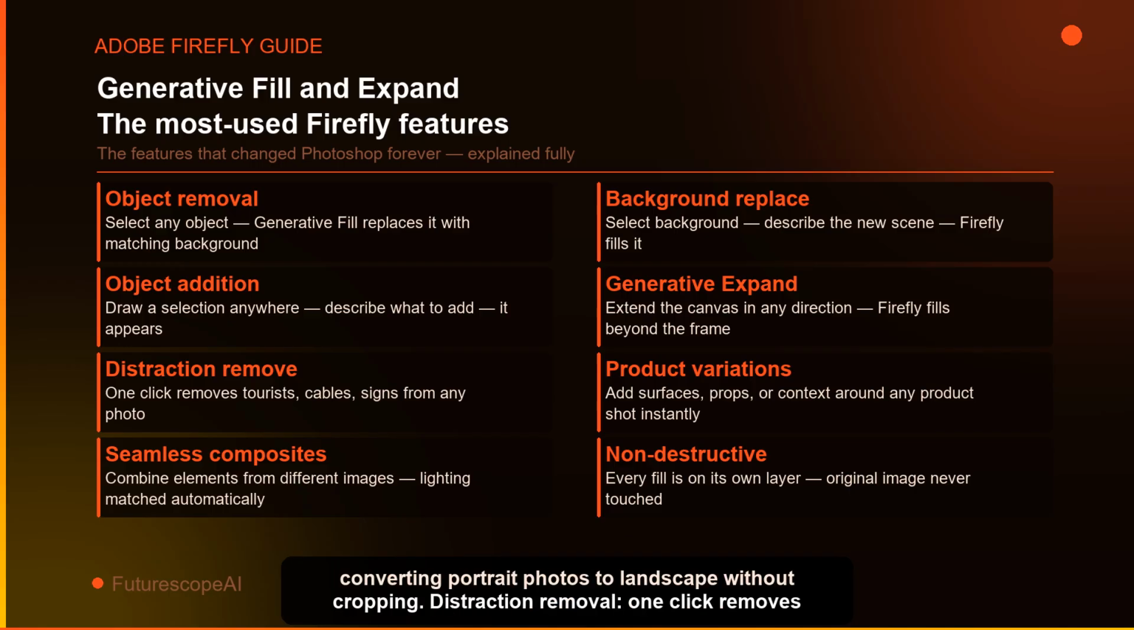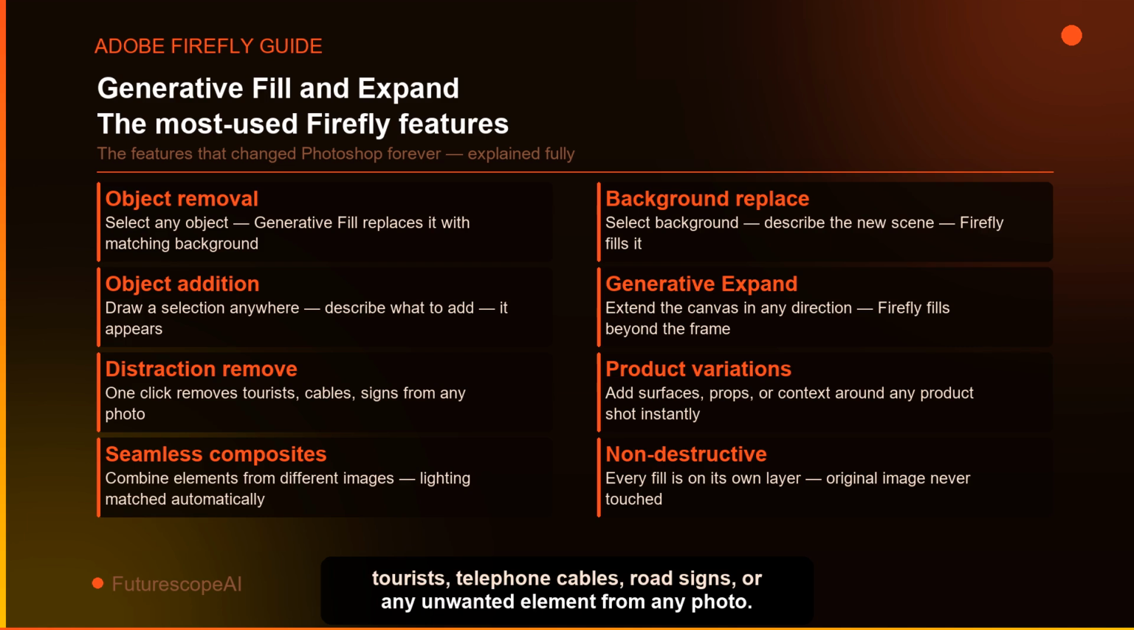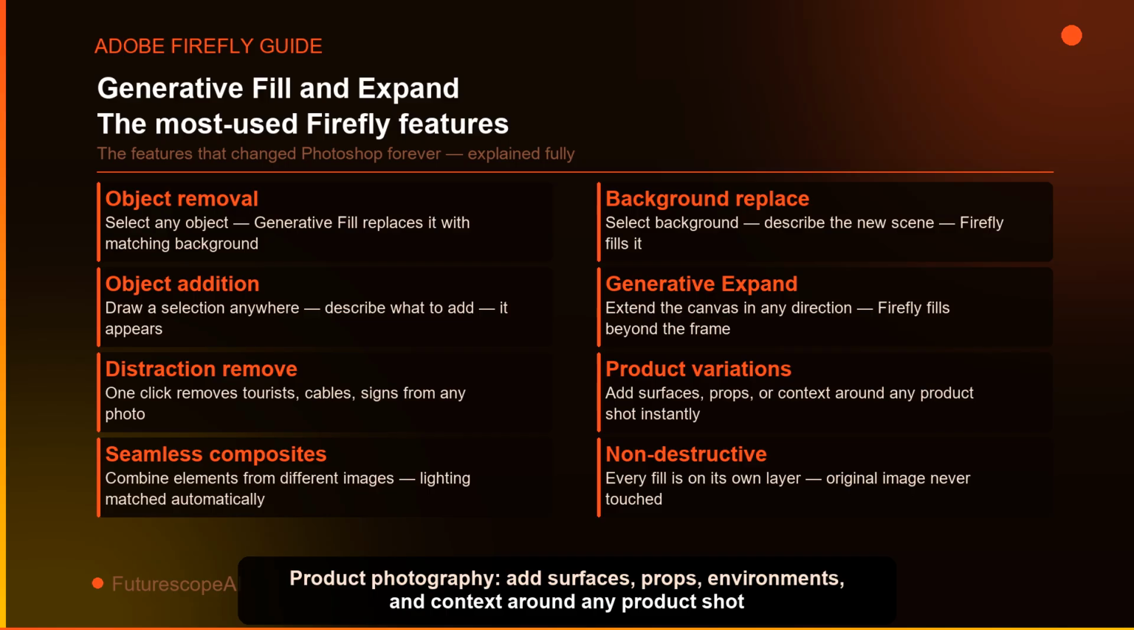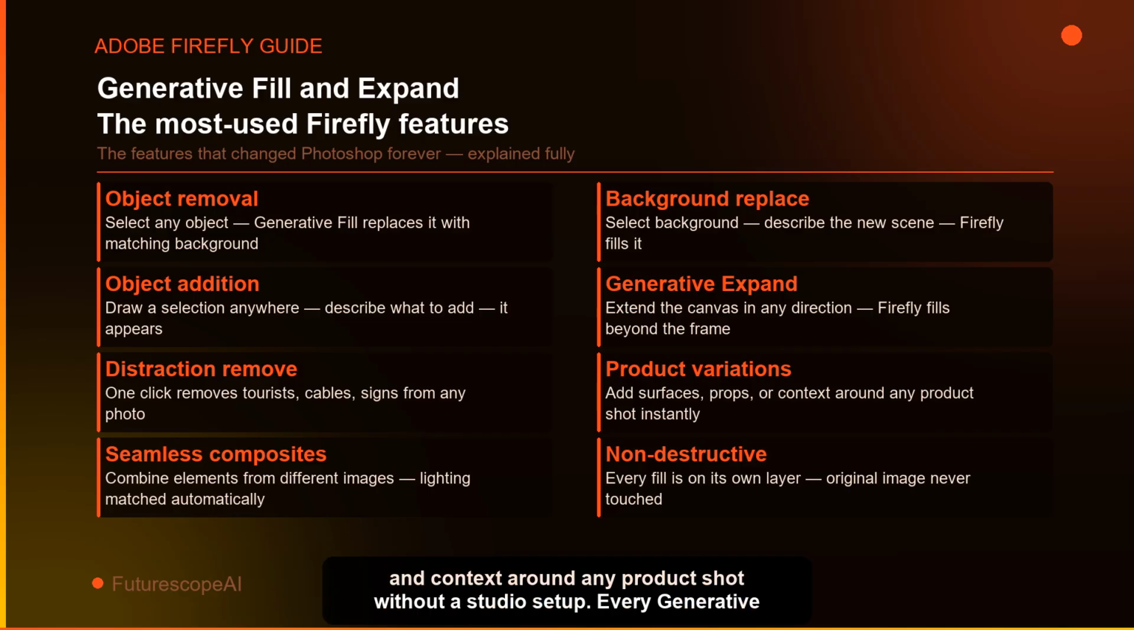Distraction removal, one-click removes tourists, telephone cables, road signs, or any unwanted element from any photo. Product photography, add surfaces, props, environments, and context around any product shot without a studio setup. Every generative fill operation creates a new layer, the original image is never touched, and you can regenerate multiple variations before committing.